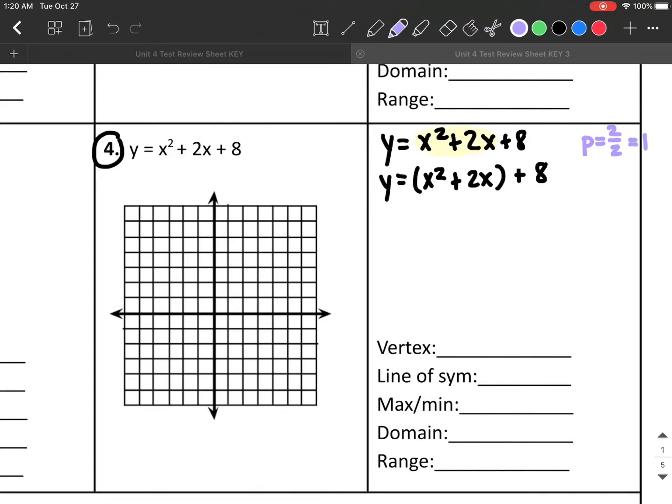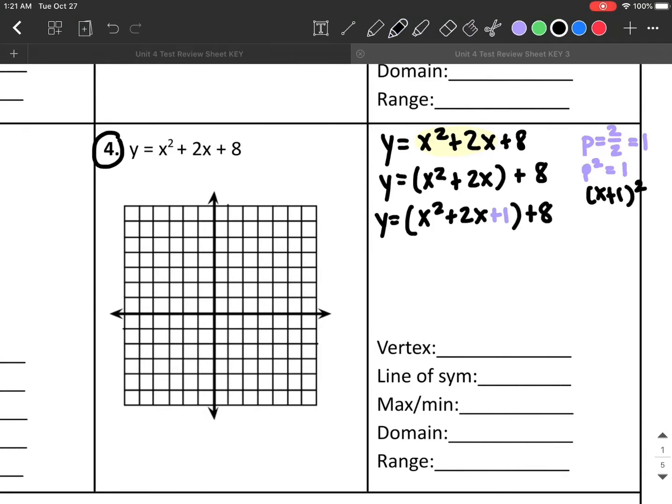P is the number that I want in my factored form, so I want to get this thing to be x plus 1 squared. Now I could either FOIL that out and see what I need to add to make it x plus 1 squared, or I could remember that I have to take p and square it, and that is what's going to give me the number that I add inside. So I know p squared is equal to 1, because 1 squared is 1, and that's what I'll be adding to be able to factor into that. So inside of parentheses, I'm going to add 1.